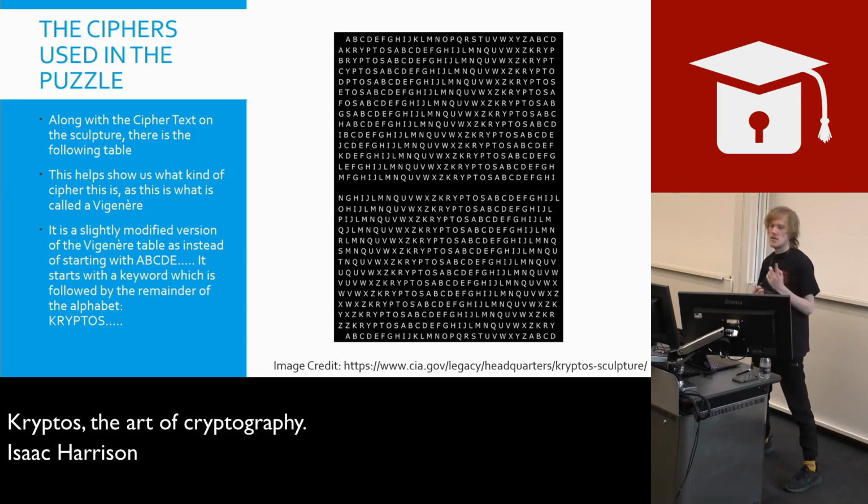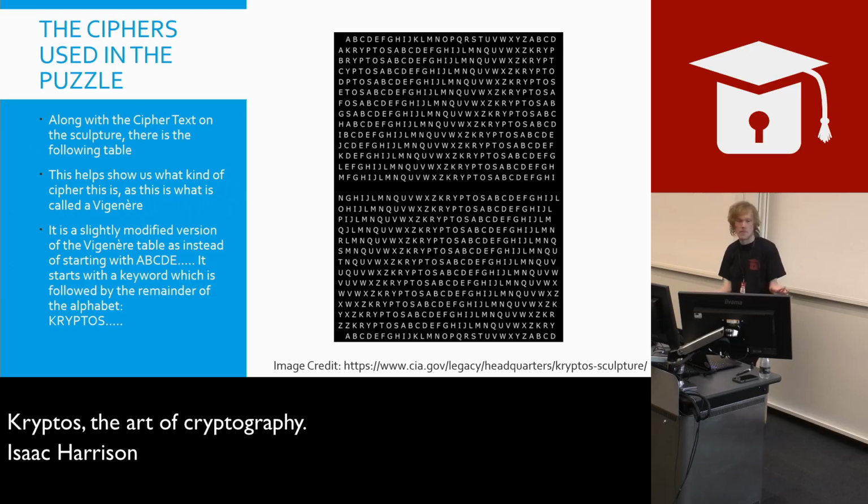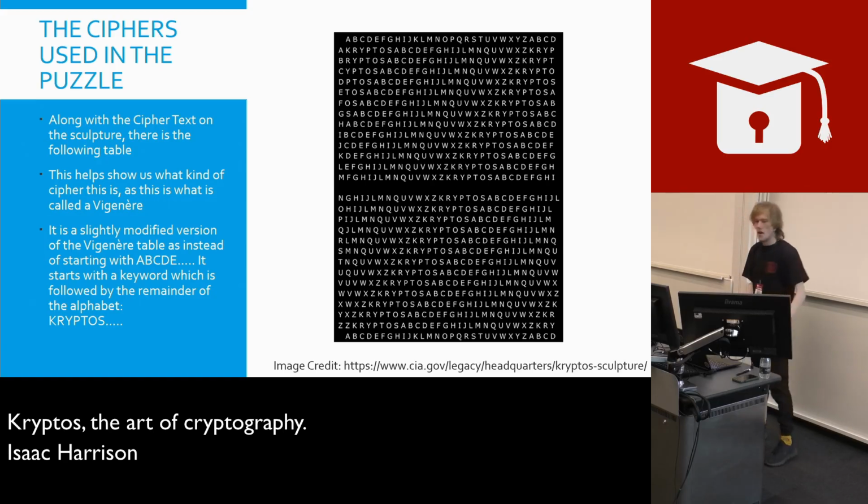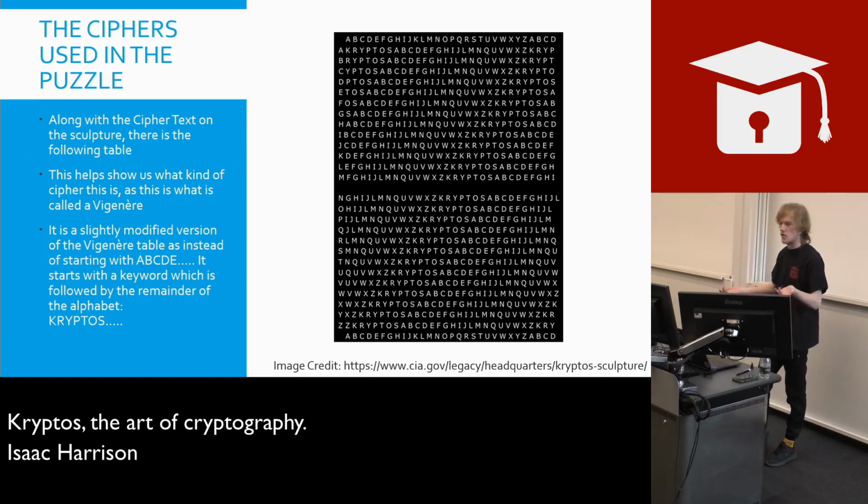But there's a difference between this and a standard vignette table. This begins with a keyword at the top. This begins with the keyword Kryptos, which is the name of the puzzle, which is where the puzzle gets its name. So we offset our entire alphabet by that and then just keep putting the letters in. This makes the puzzle a lot harder to solve because we can't just do the normal analysis we do, because we need to offset by the alphabet and handle that.